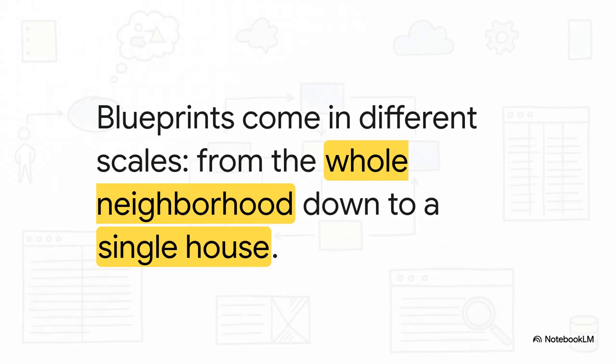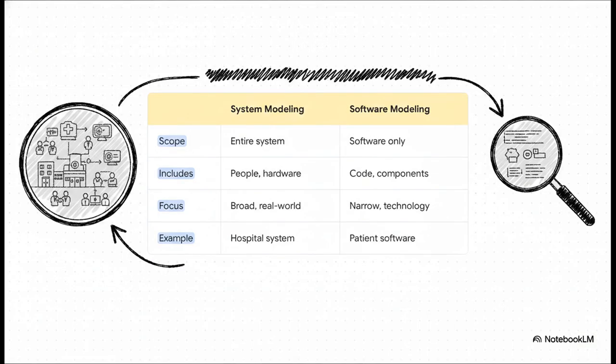But not all blueprints are created equal. You can have a plan for an entire neighborhood, or you can have one for just a single house. And software modeling makes a very similar distinction. Okay, so this table really breaks it down for us. On one side, you have system modeling. Think of this as the super wide-angle view. It includes people, hardware, all the real-world processes, like an entire hospital system. But then you've got software modeling, which zooms right in on just the code itself, like the specific patient management software that runs inside that hospital.